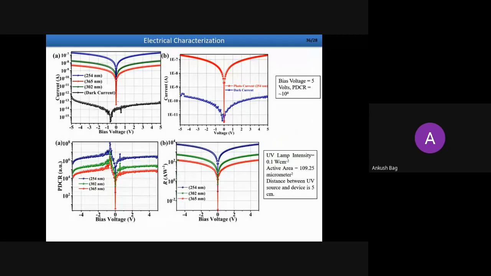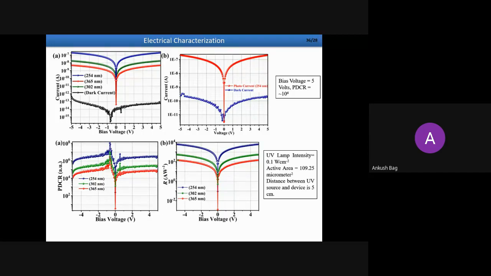So now here you can see the electrical characterization. This is the control sample. Just consider figures A and B. Without that P-type copper oxide, or without that PN junction, our dark current was of the order of 10 to the power minus 10. Now, when we incorporate the PN junction, our dark current is reduced to almost 10 to the power minus 13. That means a 10 to the power 3 reduction in the dark current due to the incorporation of that PN junction.